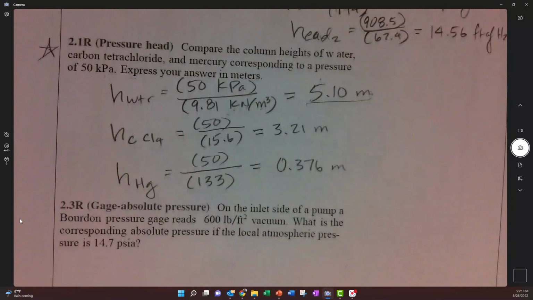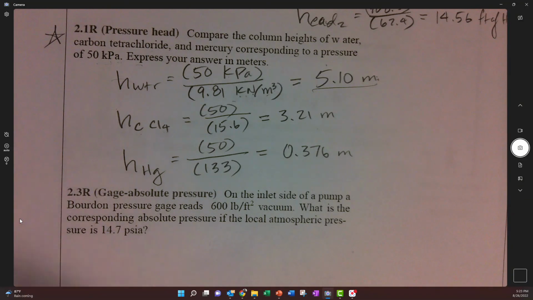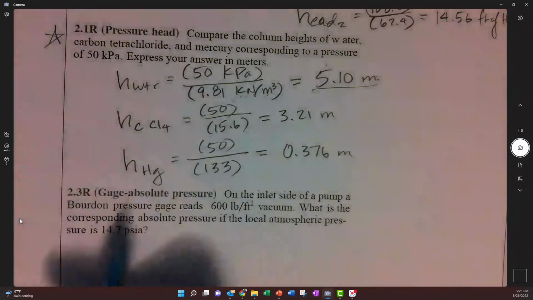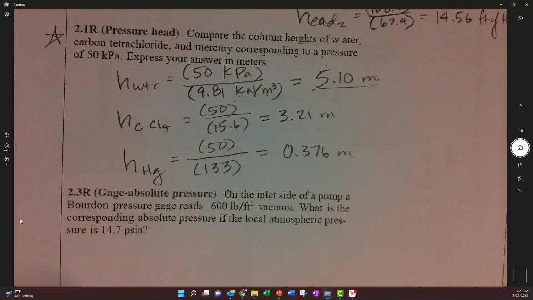And then lastly here, let's see what this is, just a demonstration of gauge versus absolute pressure. So on the inlet side of a pump, a Bourdon pressure gauge, which we're about to see what this is. So I actually wrote skip this and then come back to it. So maybe that's what I'm going to do. I'm going to skip this and come back to it. So I'm done with this video, and we're right there near the 15-minute mark, actually 16-minute mark. That's okay.